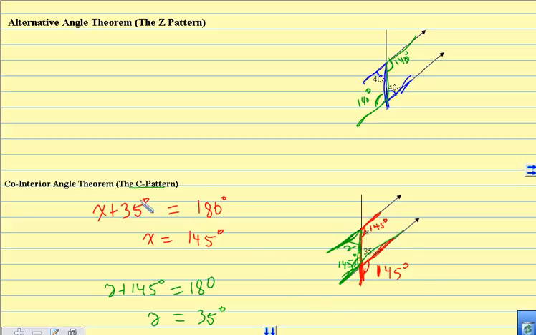But this co-interior angle theorem says that the two angles inside the C pattern that you can make add up to 180 degrees. All right, so that is it for our theorems for angles. Next we're going to be doing some examples, so in the next video we'll be doing some examples of using this to solve some problems.